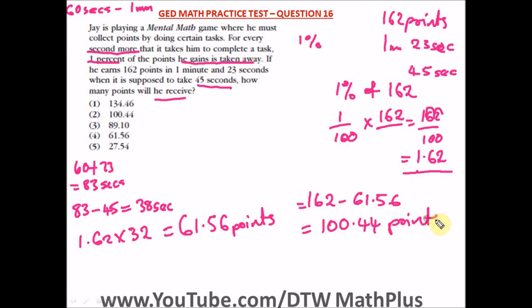So this is the point he's going to receive finally, after we've taken away the point he wasted. Because for every second more it takes him to complete a task, 1% of the point he gains is taken away. All right, so this is the point he would receive. And what is our right answer here? Our right answer is option 2.